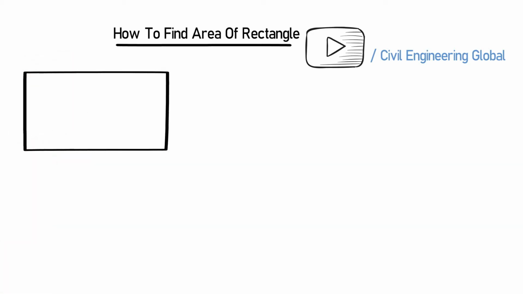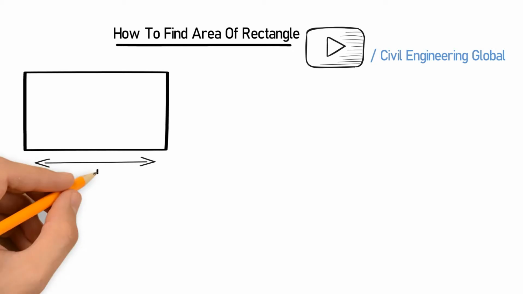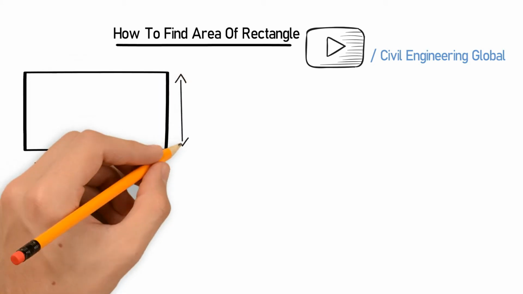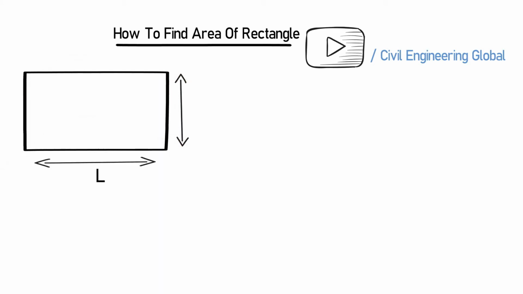So let's draw the rectangle first. This side is the length, L. This one is W.